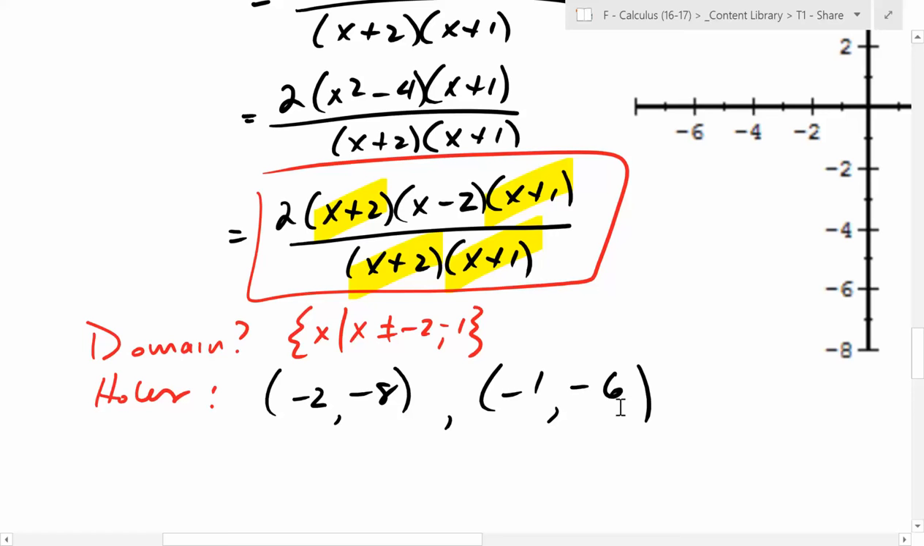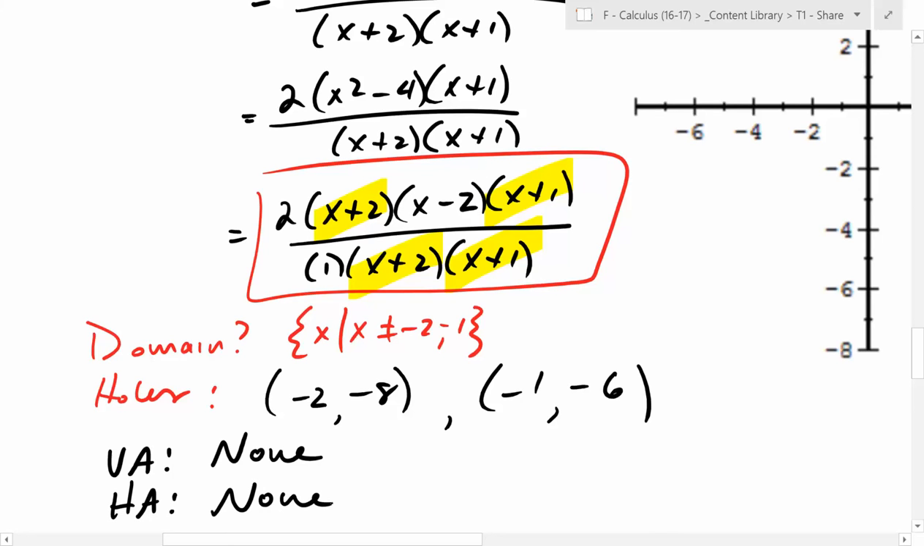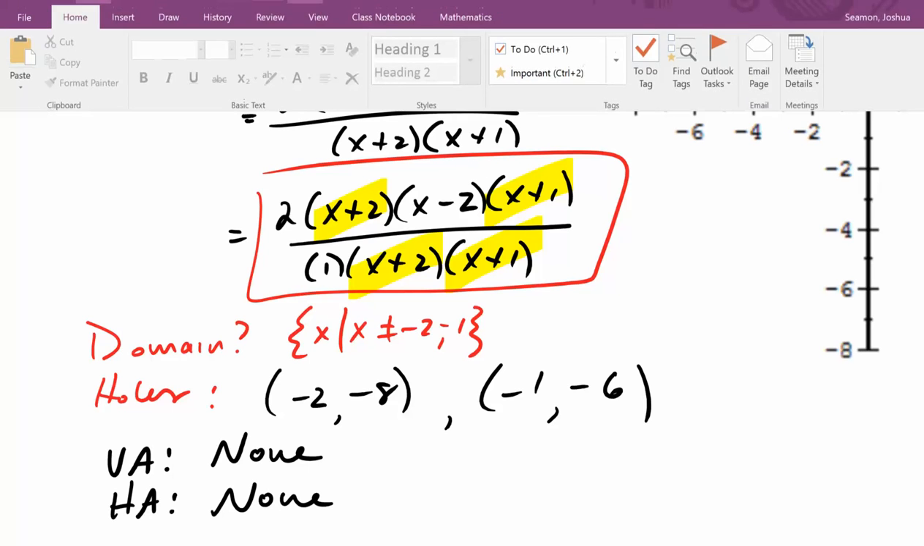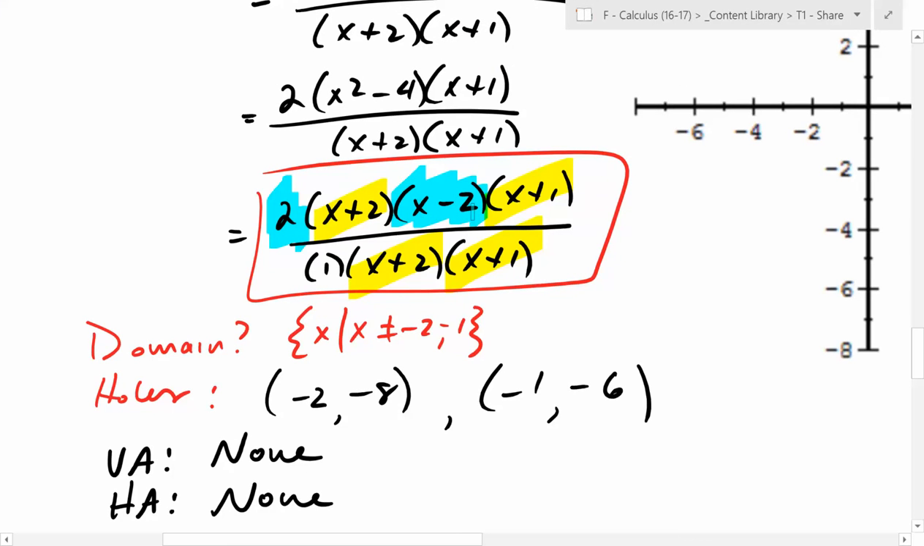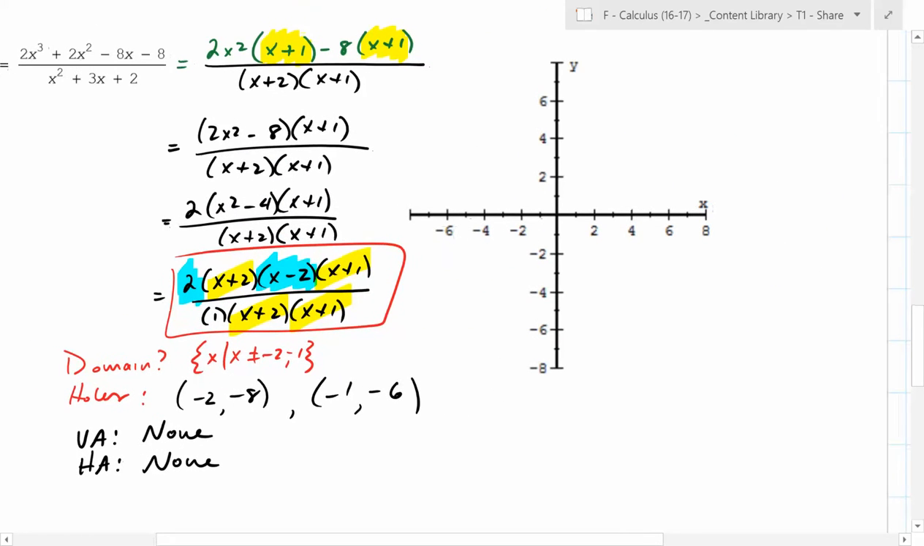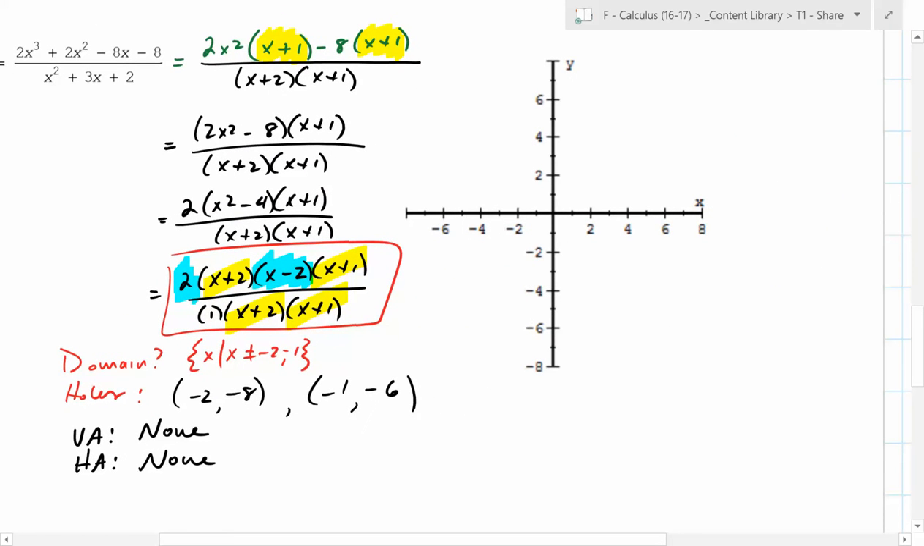You have two holes. Are there any vertical asymptotes, anybody? Nope, because what's the denominator now? 1. There's no hole. What about horizontal asymptotes? Are there any horizontal asymptotes? No. What is this functionally? When you graph this, what's the only thing that's left? The 2 and the x minus 2. What's 2 times x minus 2? What type of function is that? Is it a quadratic? No, it's not. No x squared. It's a linear. It's a line, right? What's the slope of the line?